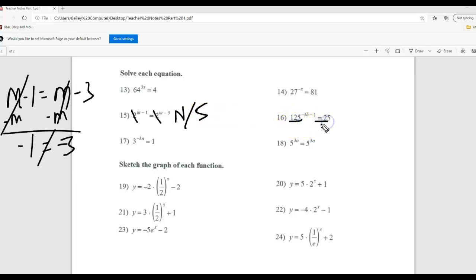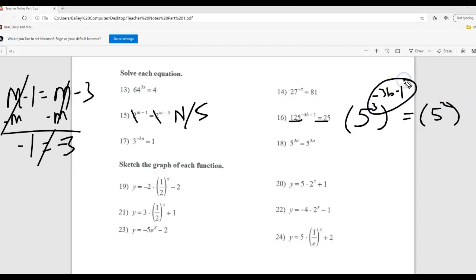For number 16, we can rewrite these bases. The 125, that can be rewritten as 5 to the third power, and the 25 can be rewritten as 5 squared. Now, the next step is where this one gets a little bit different.